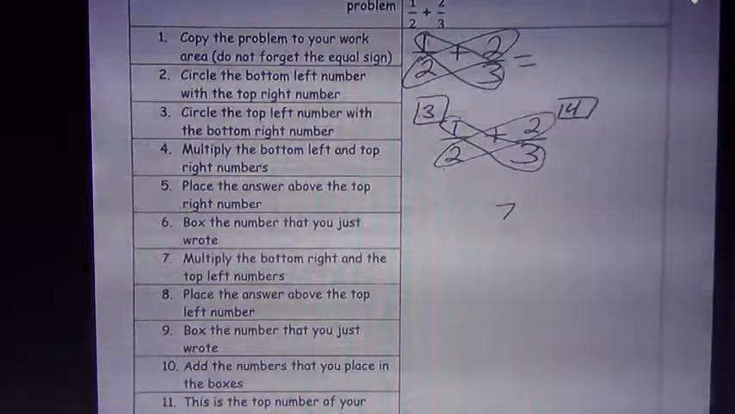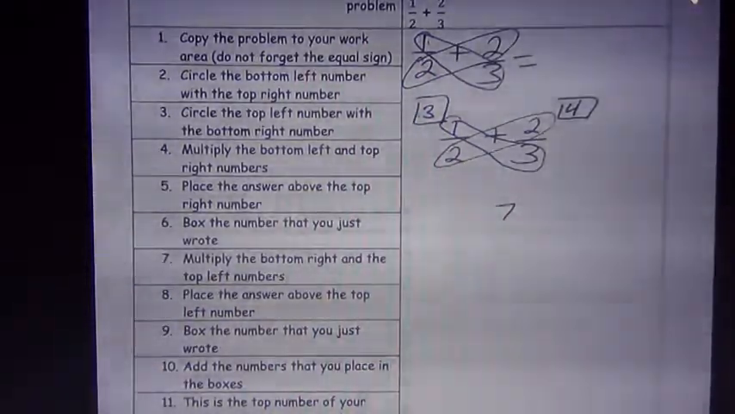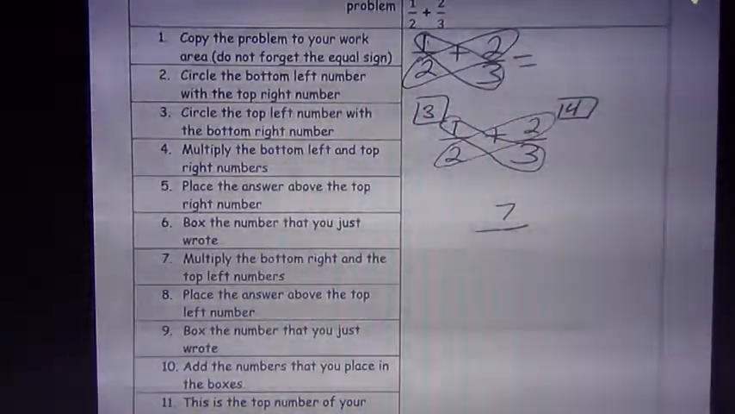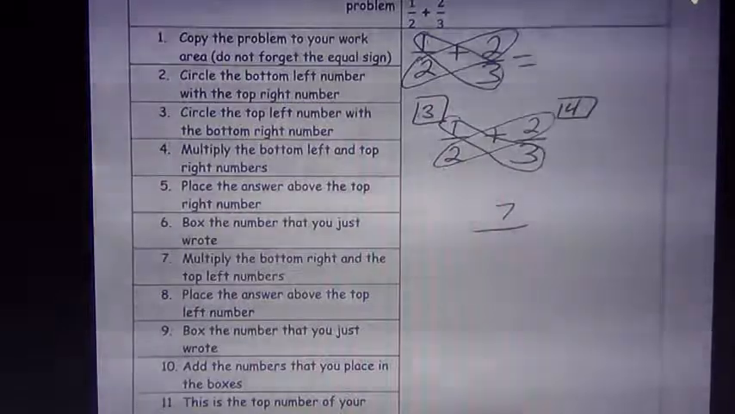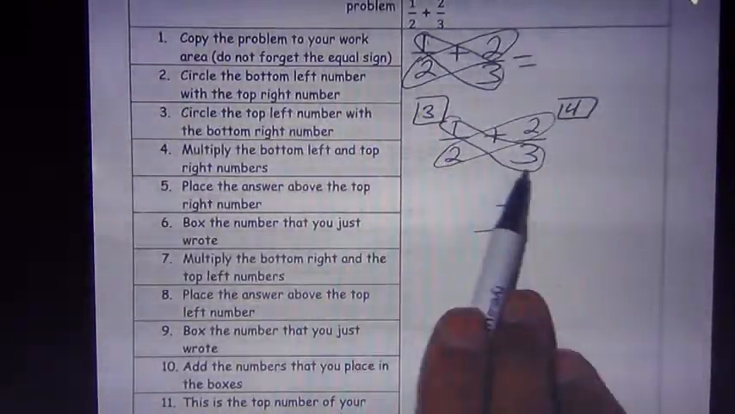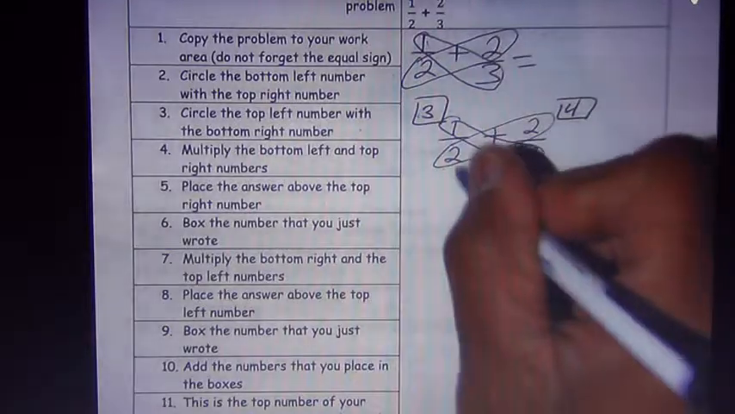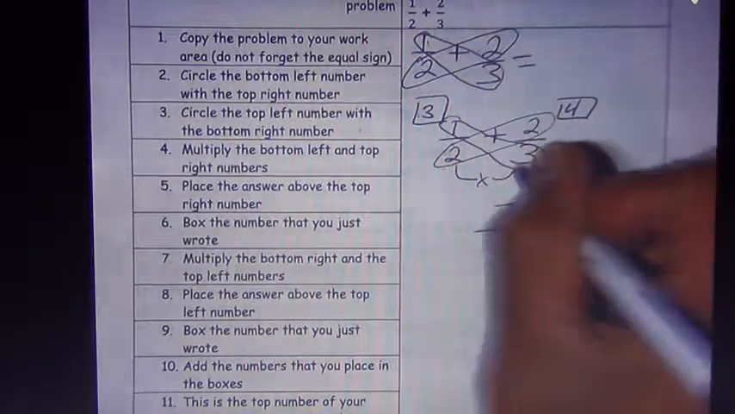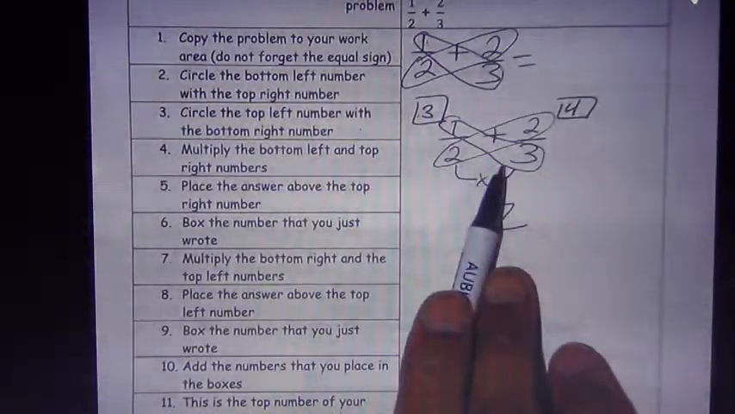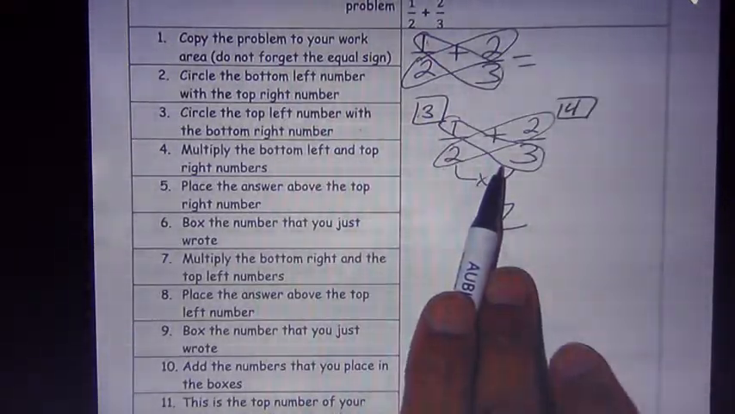Draw a fraction bar just below the number that you just wrote. There's my fraction bar. Now multiply the bottom two numbers. These are the bottom two numbers, 2 and 3. So I'm going to multiply 2 times 3. 2 times 3 equals 6.